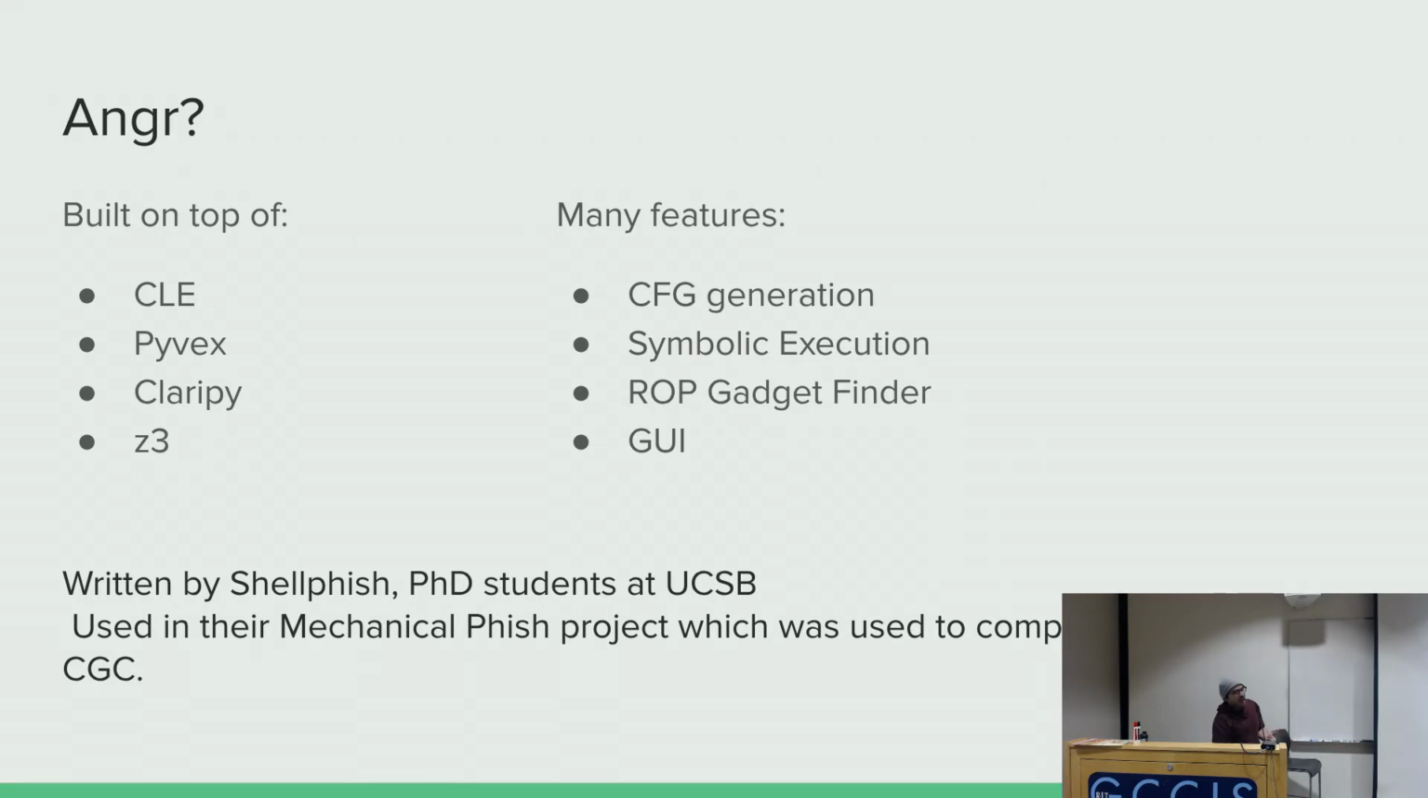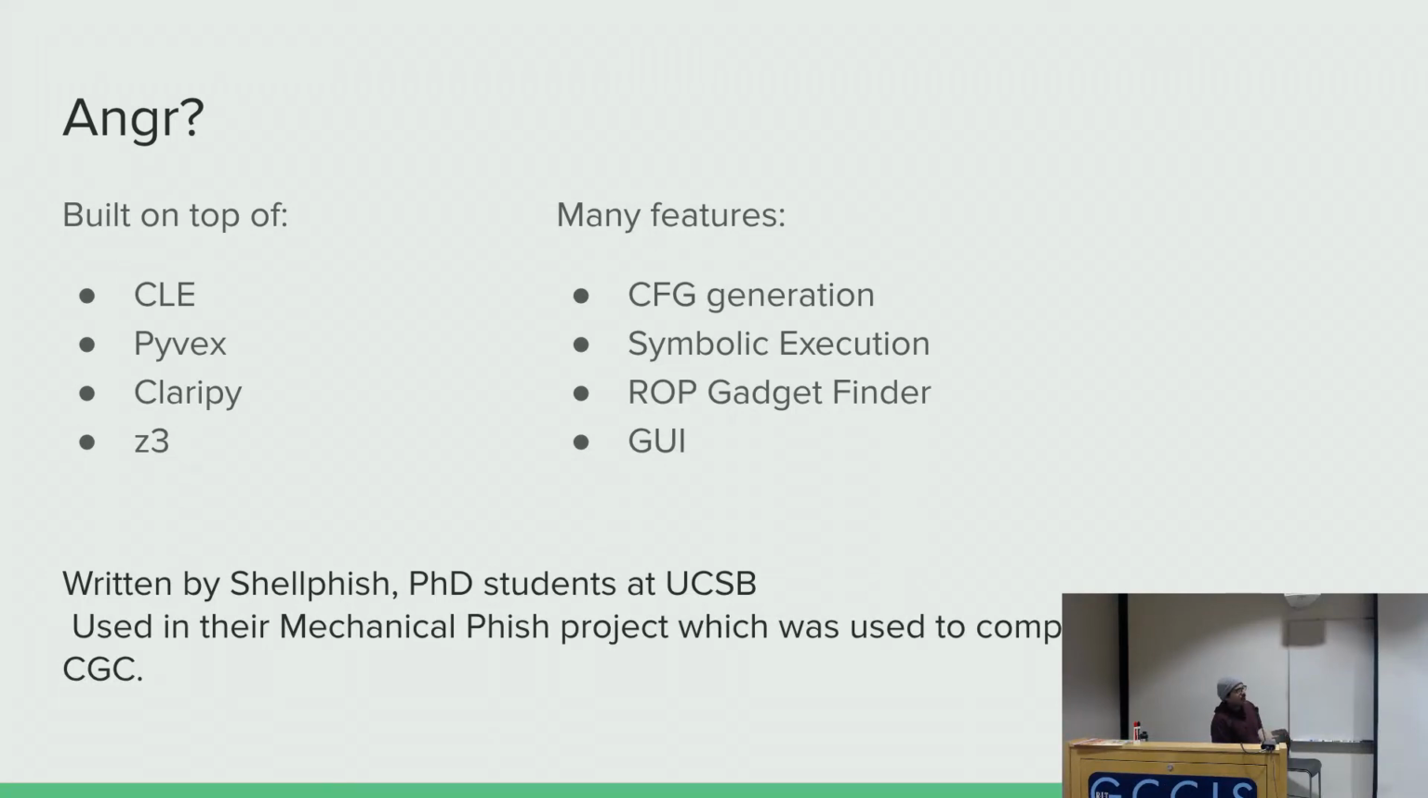Angr is a binary analysis suite. It doesn't just do symbolic execution, so it can also do things like control flow graph generation. It has a ROP gadget finder. It has a GUI called Angr Management. So it's pretty nice. I should say it was written by Shellphish, which is a CTF team full of PhD students from UCSB. I believe Angr is developed out of UCSB.